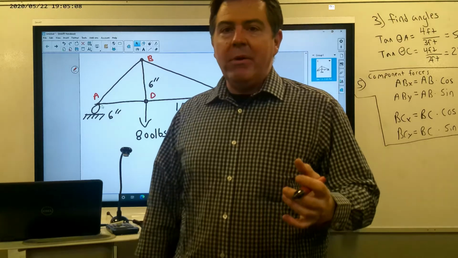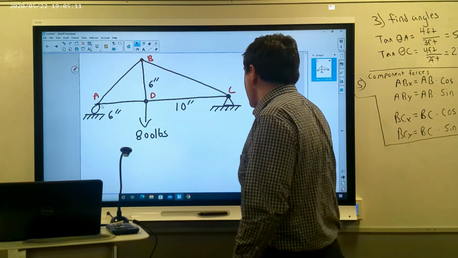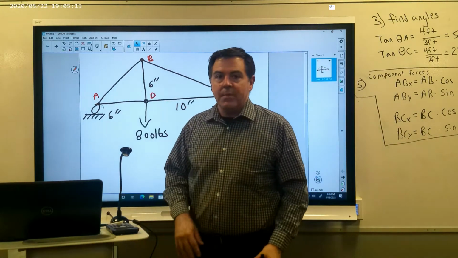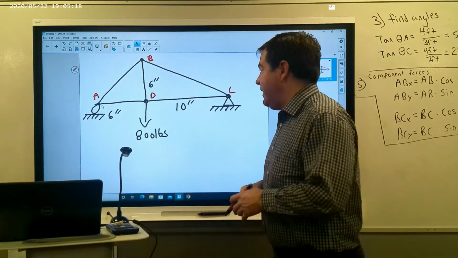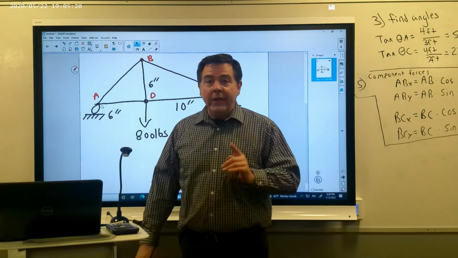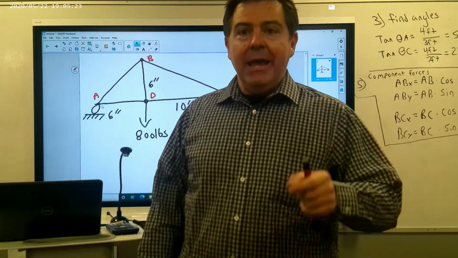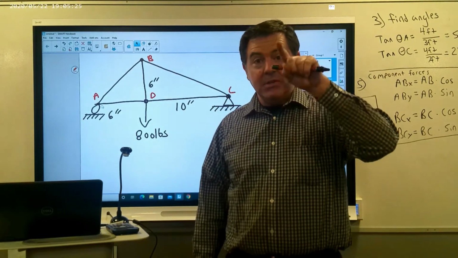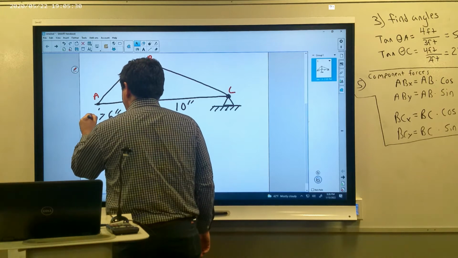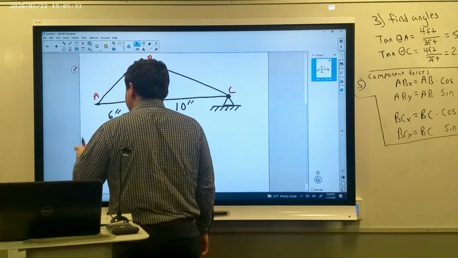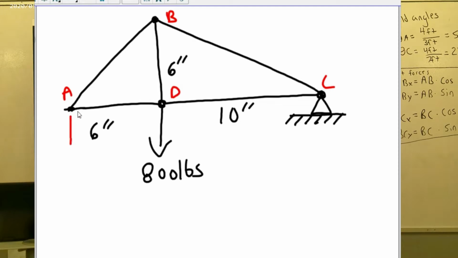Now one of the first things that we need to do is replace our pin and our roller connection with the proper reaction forces. And we just showed the fact that a roller connection only experiences a reaction force in one direction, and that in this case is the Y direction. So I'm going to erase my symbol for my roller connection, and I'm going to replace that with a Y reaction force, which happens to be at point A. I'm going to call that reaction force AY.